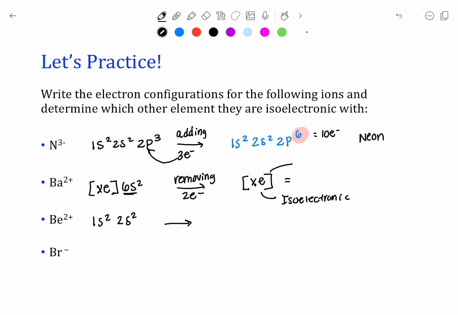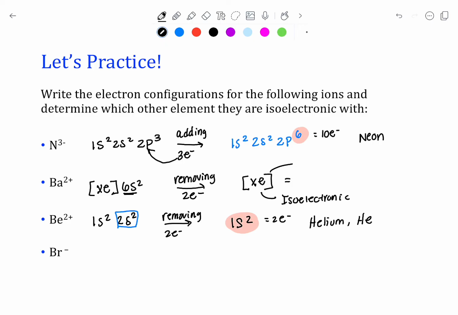If it's a 2+, we are removing 2 electrons because we're going to have more protons than electrons, so electrons need to be removed. So that leaves us with 1s2. Those electrons that are being removed are coming from the 2s orbital, and those are the 2 electrons that we are removing in total. So we're left with an electron configuration for Be2+ as 1s2. So that has a total of 2 electrons. What other element on our periodic table also has 2 electrons? Well, that would be helium, or He.